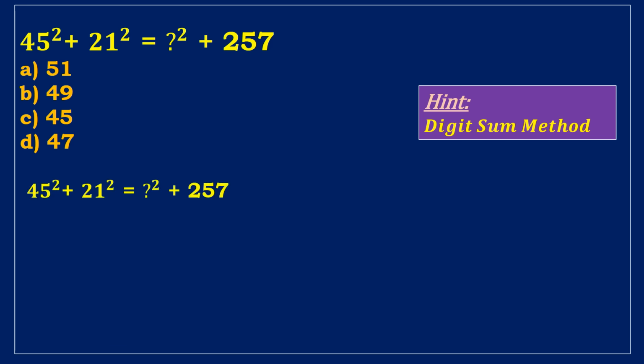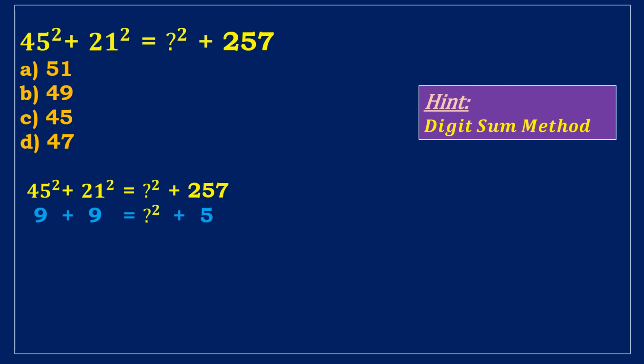45 squared equals 4 plus 5 square, which is 9 squared equals 81. The sum of 8 and 1 is 9. Likewise, 21 squared equals 2 plus 1 square, which is 3 squared equals 9. In the left part of the equation, the sum of 9 and 9 is 18 and the sum of 1 and 8 is 9.